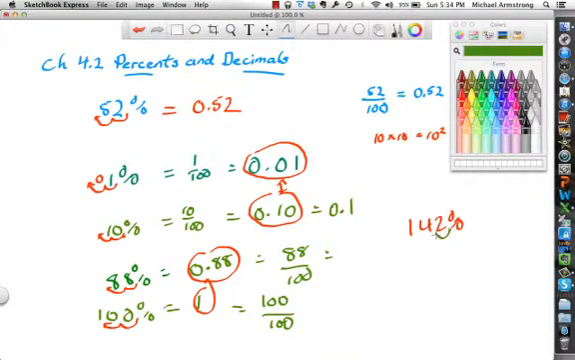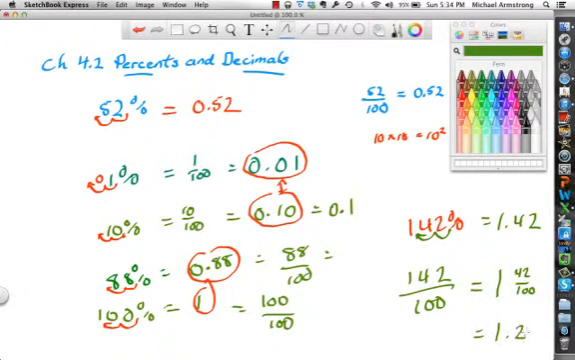We're going to use green to move the decimal over 2 places. And so this one is 1.42. Or if we had done it the long way, 142 over 100, this is an improper fraction. And we have 1, right, and 42 hundredths, and we already know that 42 hundredths looks like this, 0.42. So you could kind of see how we made that jump. And that's what happens if you have more than 100%.